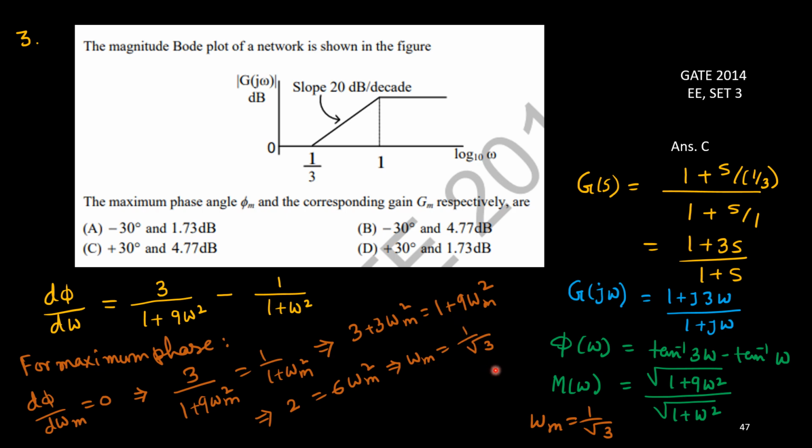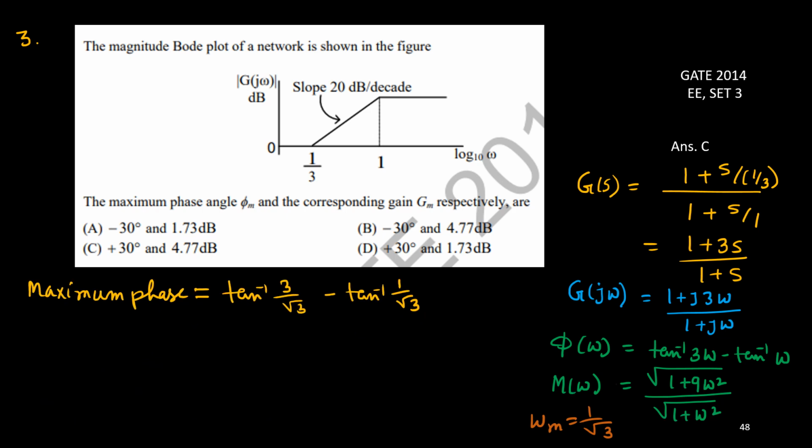So at that frequency, the phase is maximum. I can put omega equal to 1 upon square root 3 and I'll get the maximum phase. And at that time, again, I'll put omega equal to 1 upon square root 3, and I'll get the corresponding magnitude. Now this thing is very simple.